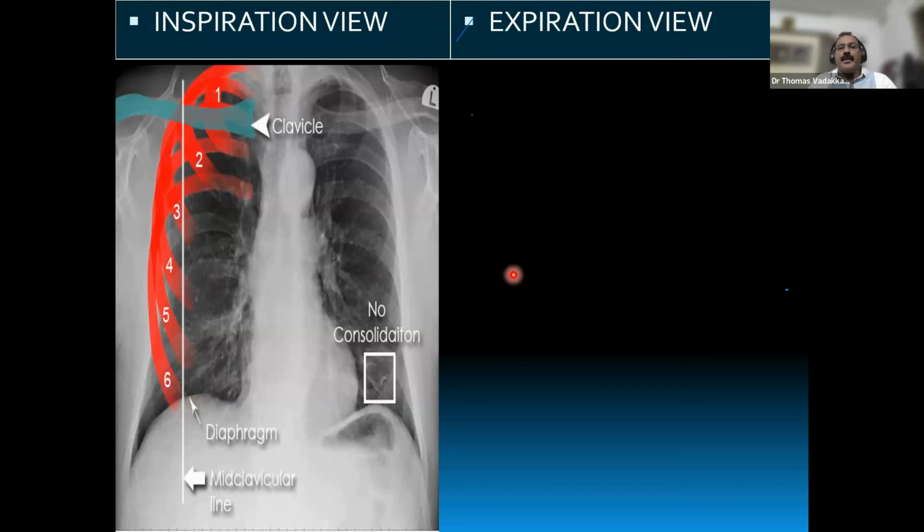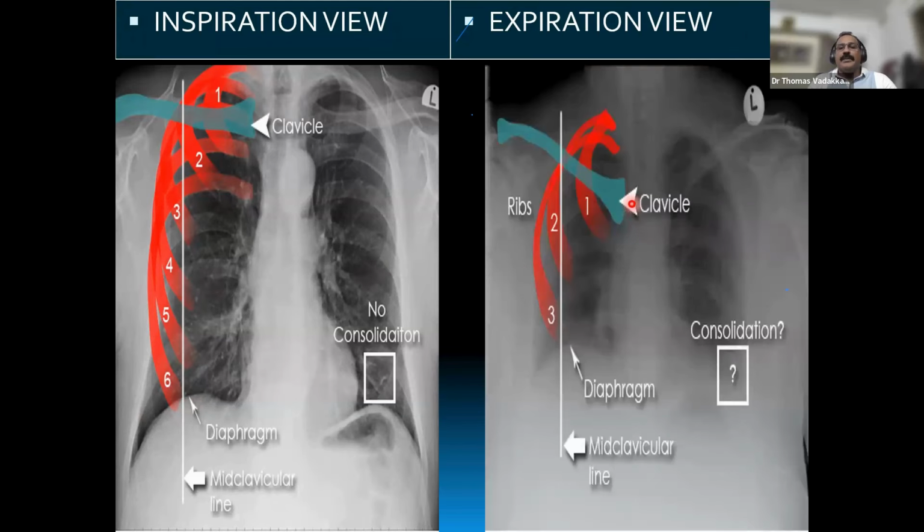If that is the case, this is a good inspiratory film. Now, this is a classical expiratory film where the third rib is cutting the diaphragm. You can see the difference between these two. This belongs to the same patient, but you can see the left lower zone is opaque.